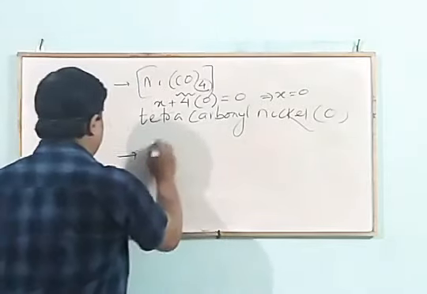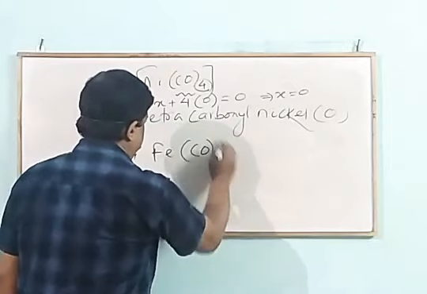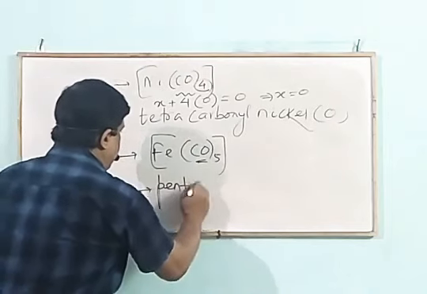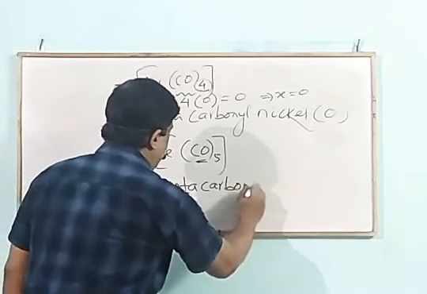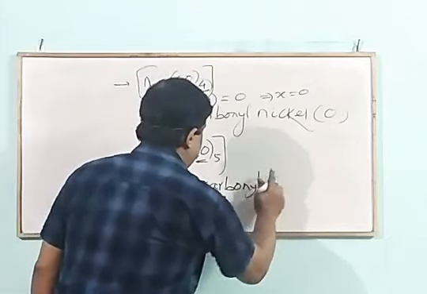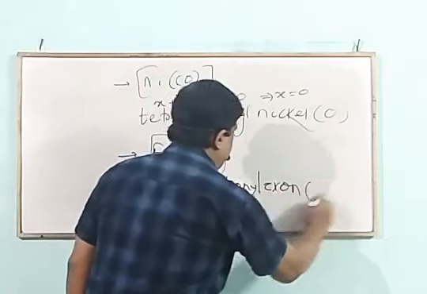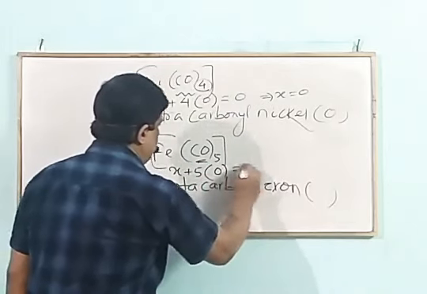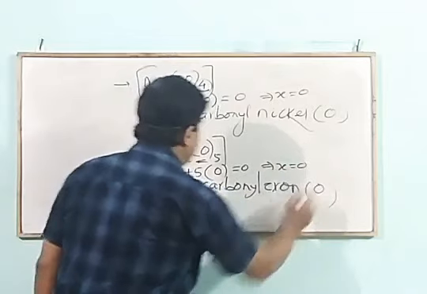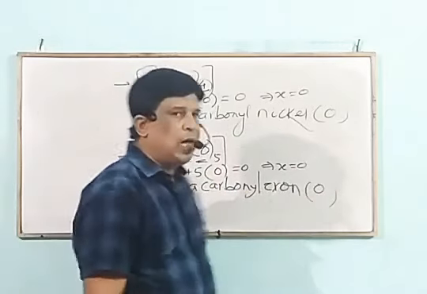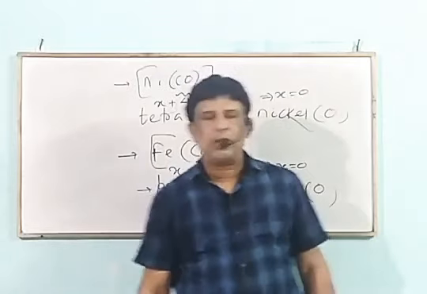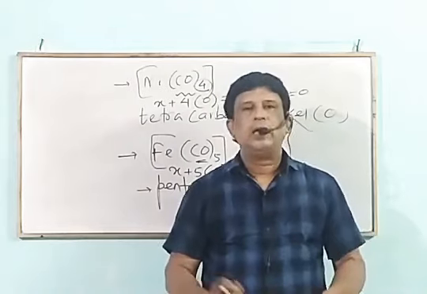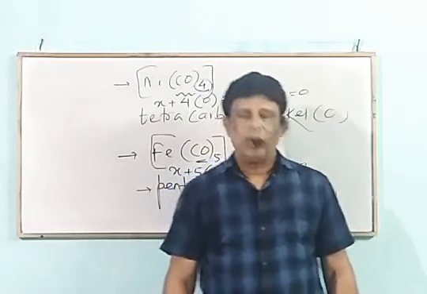Another example, Fe(CO)5. Similarly, its name is pentacarbonyl iron. Mark that. It is X plus 5 into neutral 0 is equal to 0, on solving x is equal to 0. So its name is pentacarbonyl iron(0). So these are some examples of cationic complexes, anionic complexes, and the last one is non-ionic complexes.